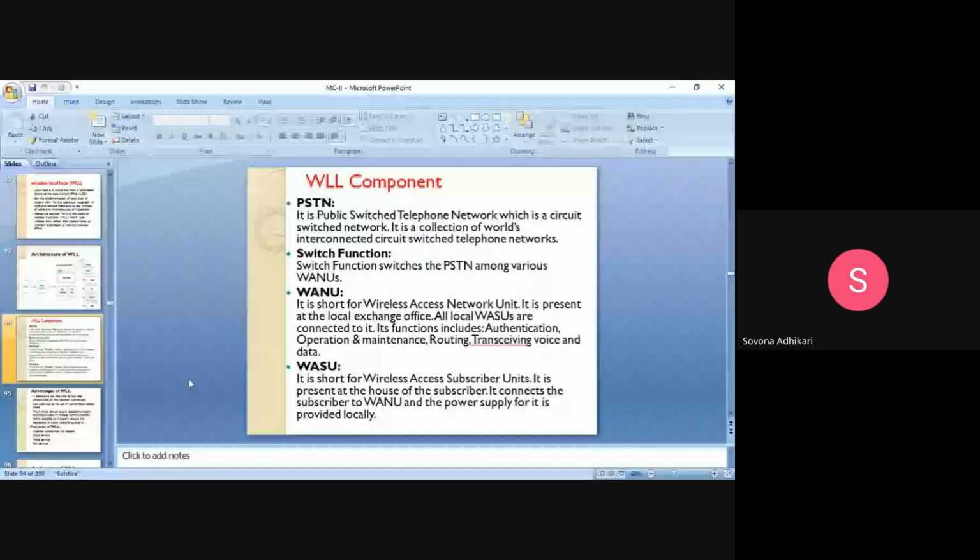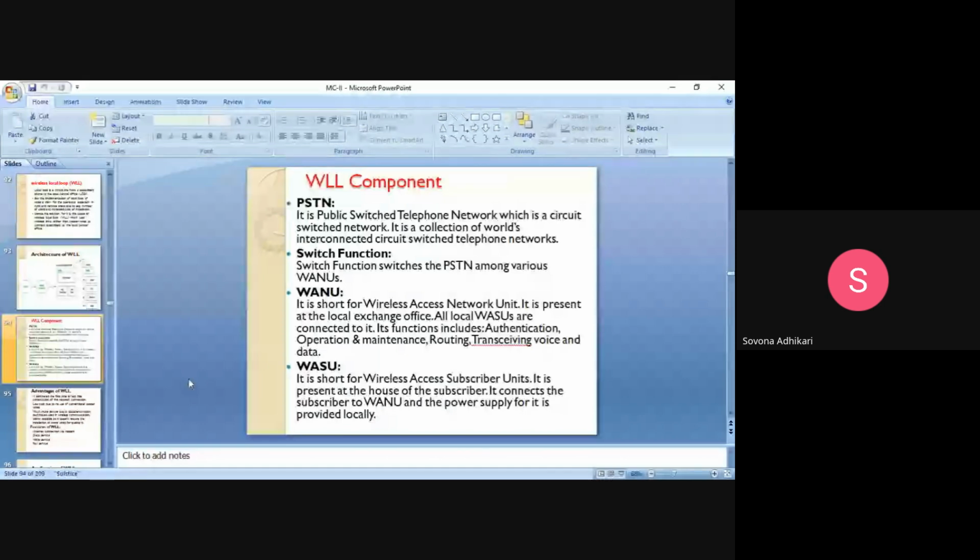WASU, that is wireless access subscriber unit. It is present within the home of the subscriber. It connects the subscriber with WANU, and the power supply for it is provided locally. It is connected to WANU in the local exchange office, and that is connected to the PSTN. So we are connected to the PSTN through WANU.